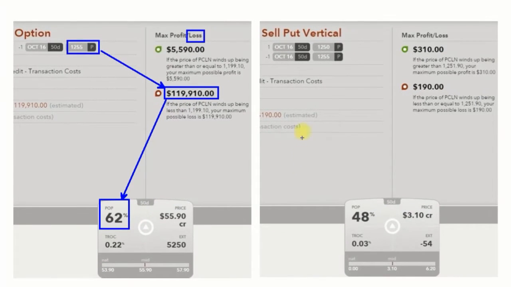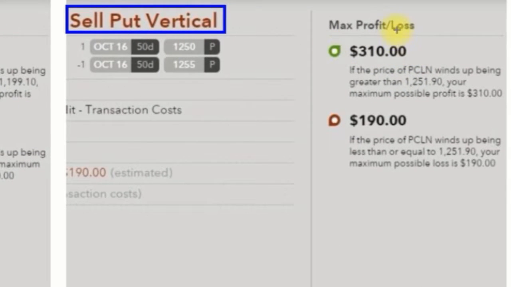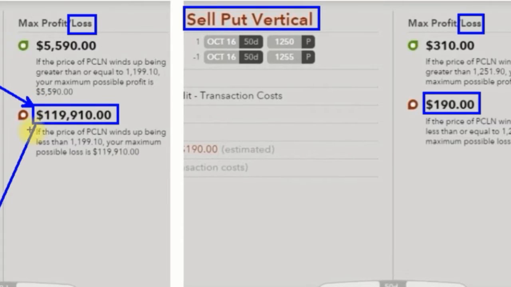So how about if we sell a put vertical instead? Well, obviously the max profit is going to be a lot less, but the loss now becomes defined. And that's all we care about with selling put verticals, is defining our risk. We know how much we can lose, which is a much better feeling when you go to sleep at night, knowing I can lose $190 as opposed to $119,000. And as traders, that's the most important thing to us. We want to have a defined risk trade.